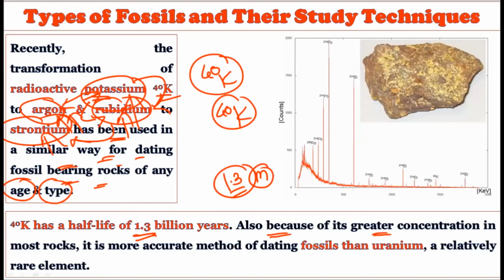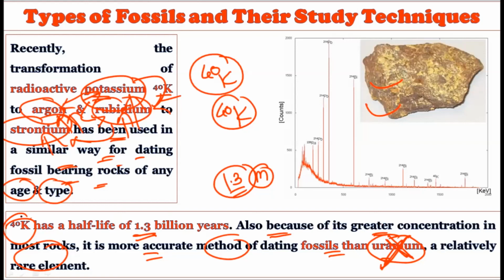Also, because of its greater concentration in most of the rocks, it is a more accurate method of dating the fossil than the uranium, a relatively rare element. Because uranium is not present in every kind of rock, but the potassium is found in almost all types of rock, and that is why the potassium is considered more favorable while dating the fossils or the rocks. And that is why it shows the most promise over the uranium, or say over the carbon.